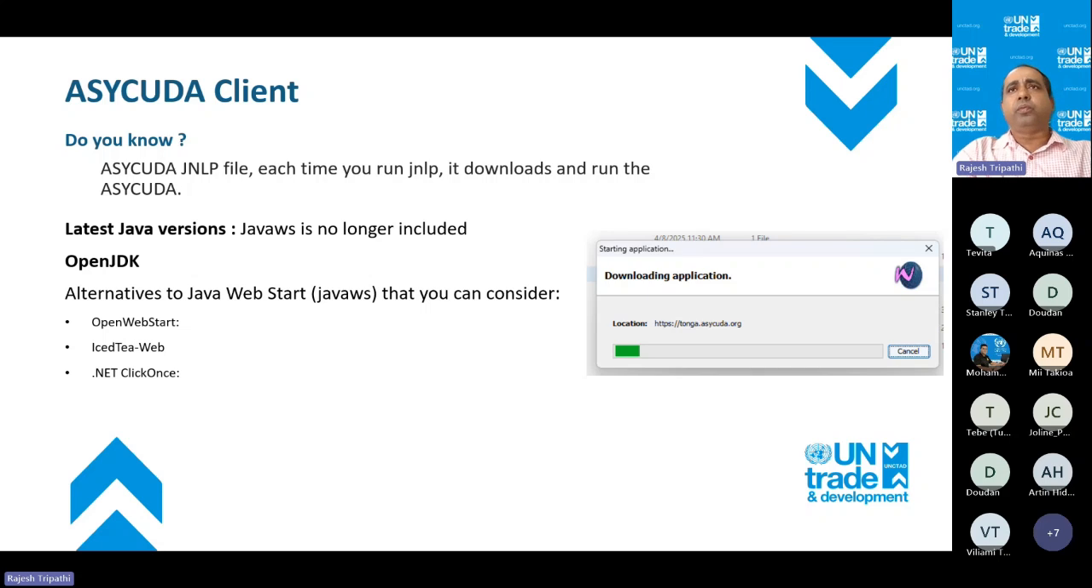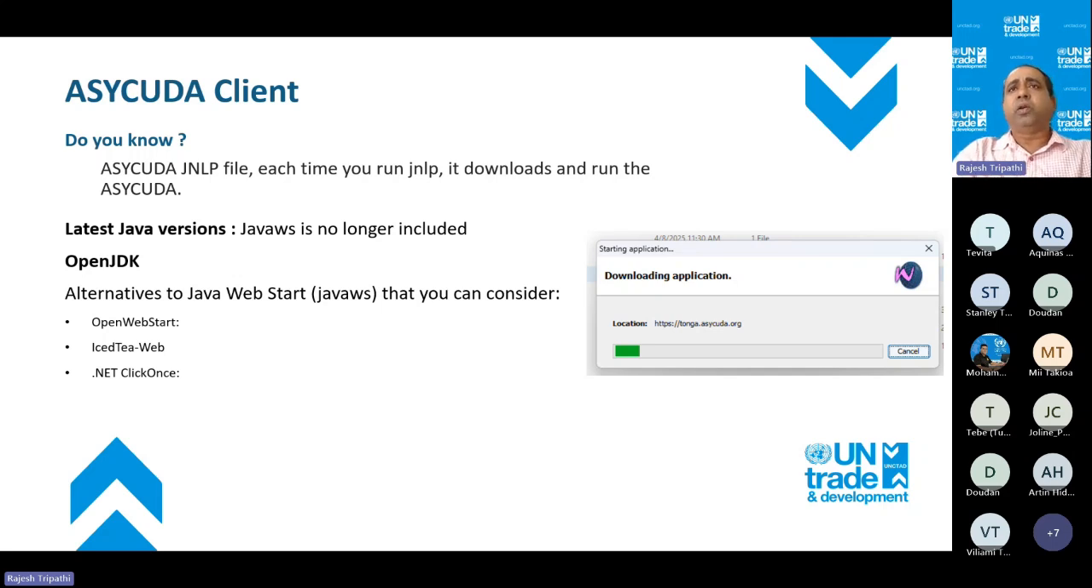So what Java Web Start does is it downloads the entire set of libraries that is required to run the application. So each time you click on the ASYCUDA.jnlp file, it downloads and runs the ASYCUDA from server onto the client's machine. And you may feel a bit awkward saying, oh, it may be a resource intensive application.